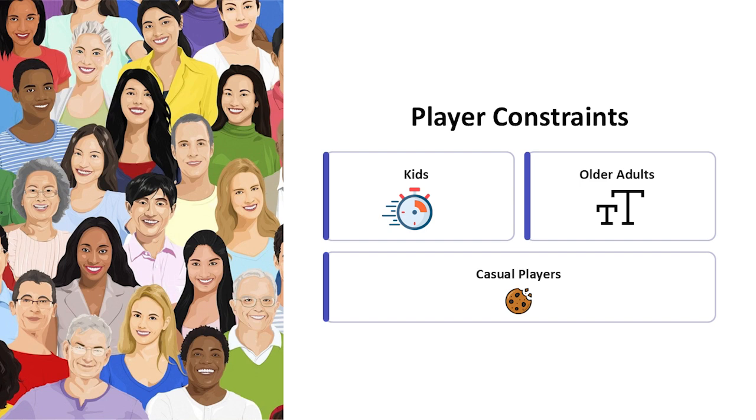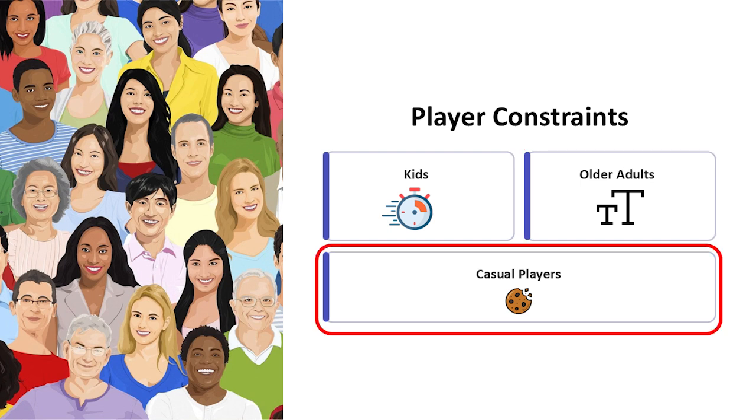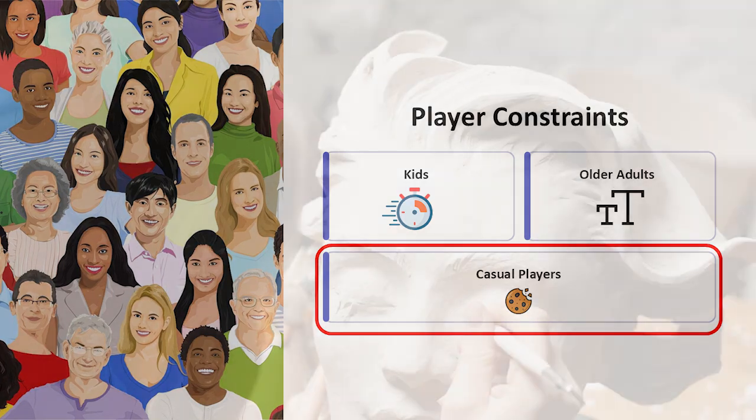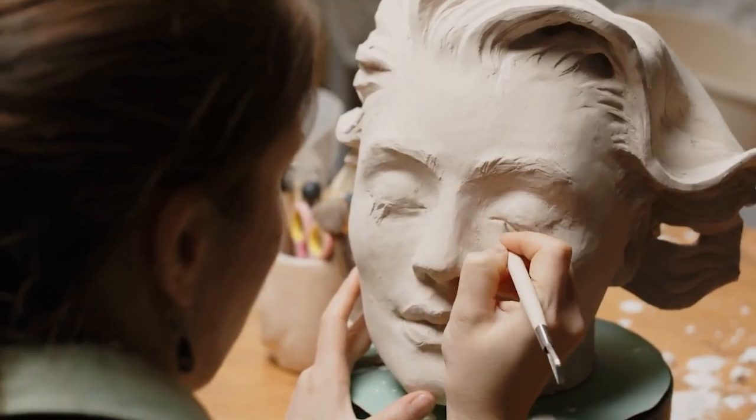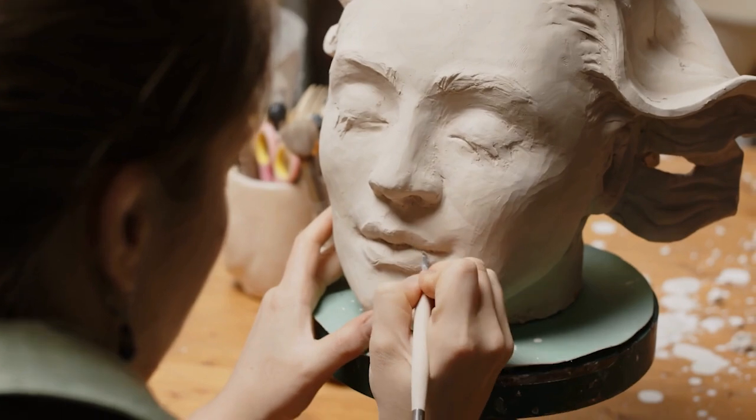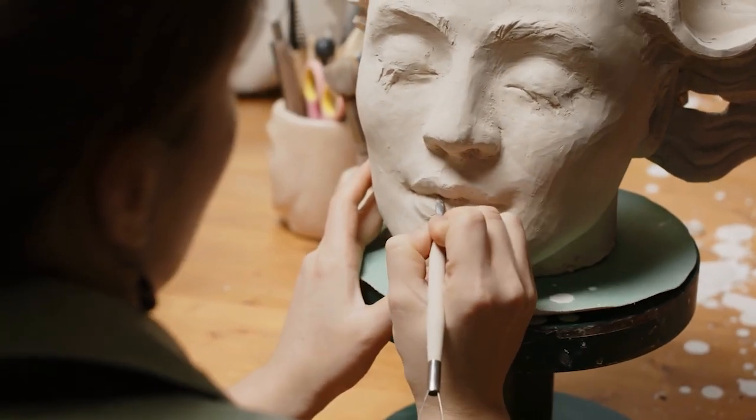First up, player constraints. These are the limitations that come from your audience. Maybe they're kids who can't sit still for more than 10 minutes. Maybe they're older adults who need simpler controls, larger text, or slower-paced gameplay, or maybe they're players who simply prefer bite-sized games. When you know these constraints, you can design with compassion and clarity. You can build systems that honor players' physical, cognitive, or even emotional boundaries without sacrificing fun.